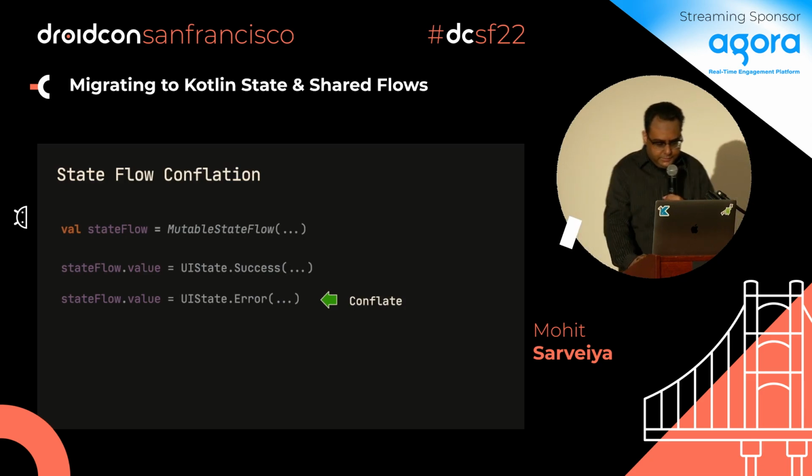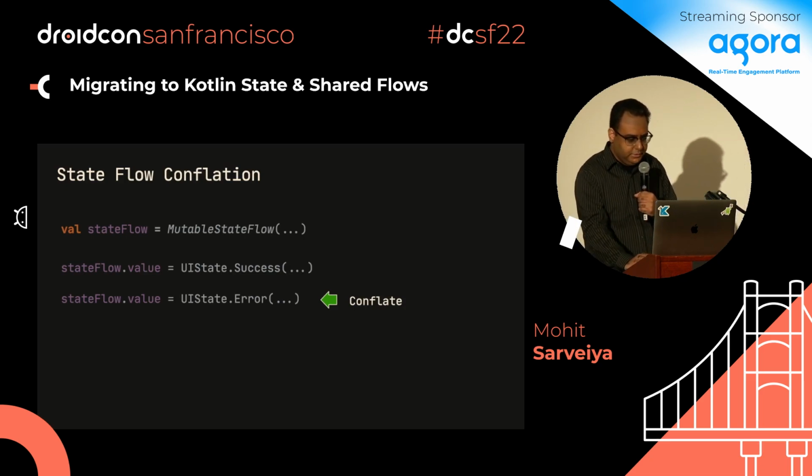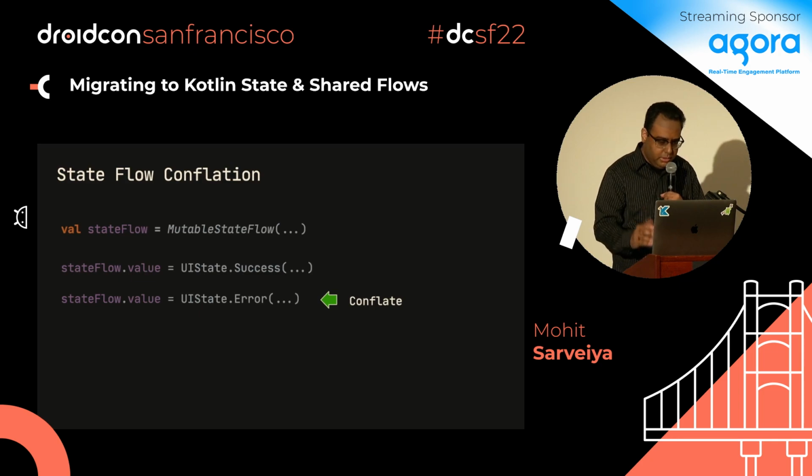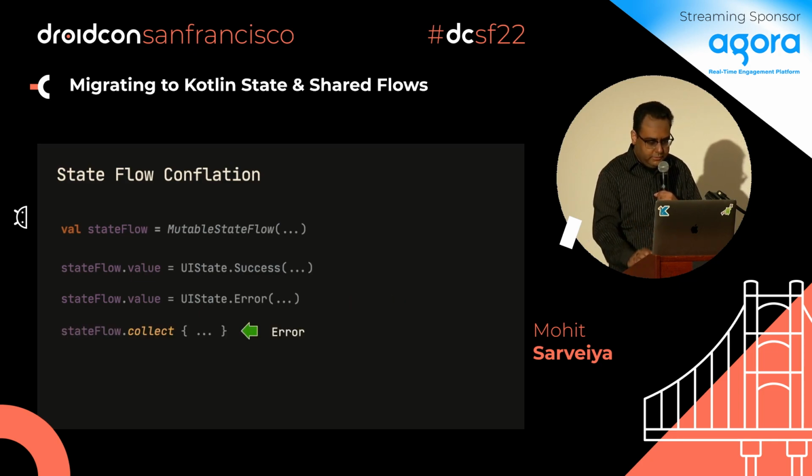So it's very similar to the RxJava distinctUntilChanged method. So if I were to collect from this, I would get error. For example, I'm not going to get the success. So it has this feature of conflation.